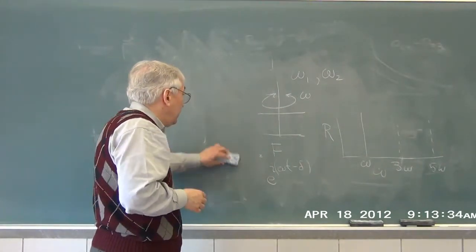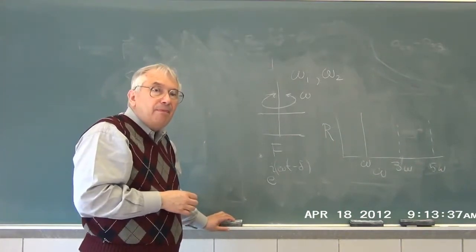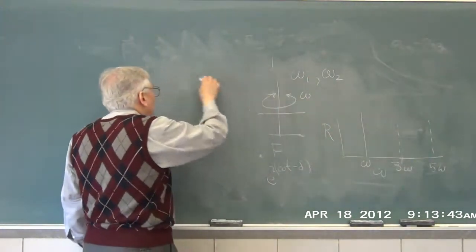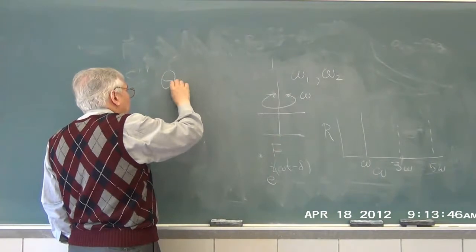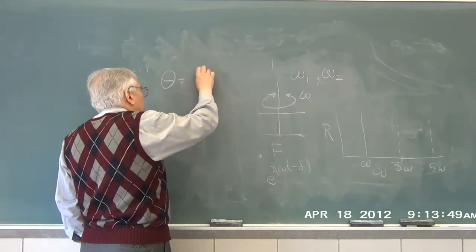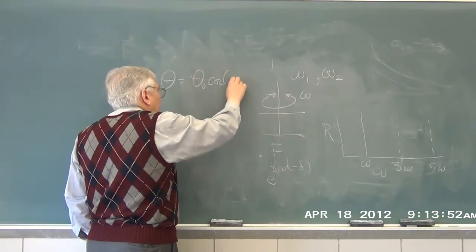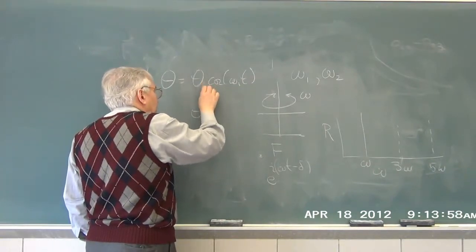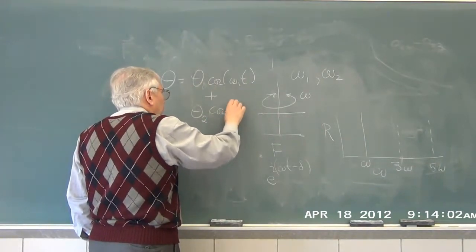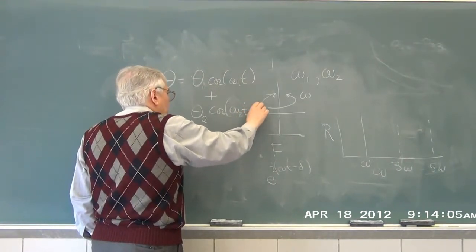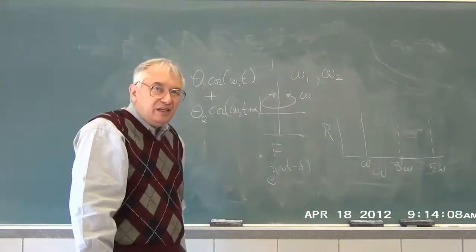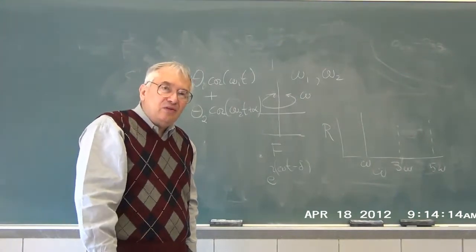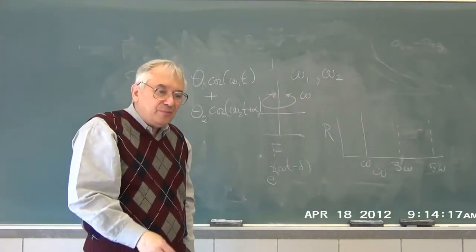And now, yes? Question. There's two different frequencies. I didn't quite understand that. What exactly is that? Oh, what do I mean, two different frequencies? I mean that theta, the angular position of the top plate, is some theta 0 cosine omega 1 t plus theta 2 cosine omega 2 t plus alpha. That is, I can drive the plate at two different frequencies rather than just one. And if I do that, I can look for the harmonics and combination frequencies.